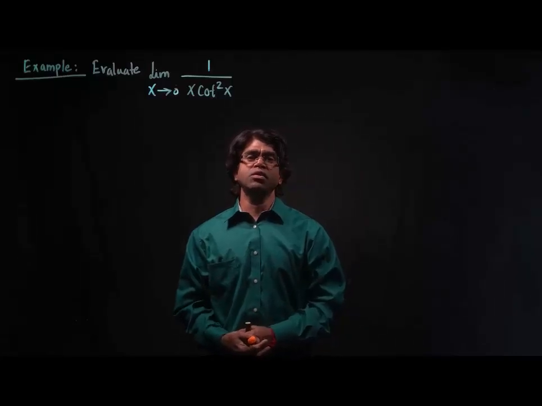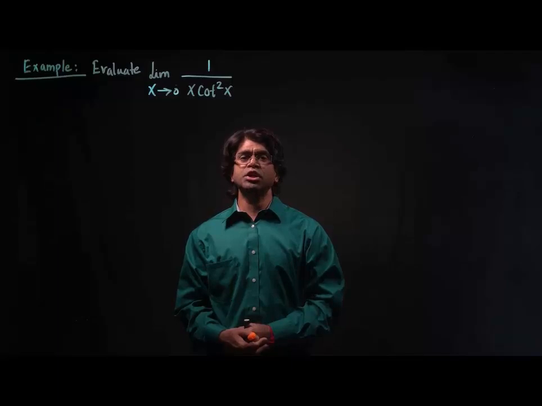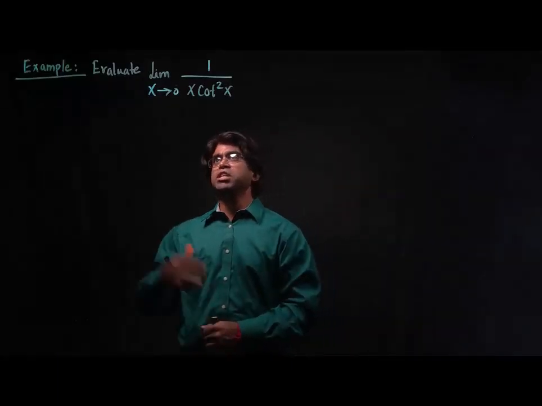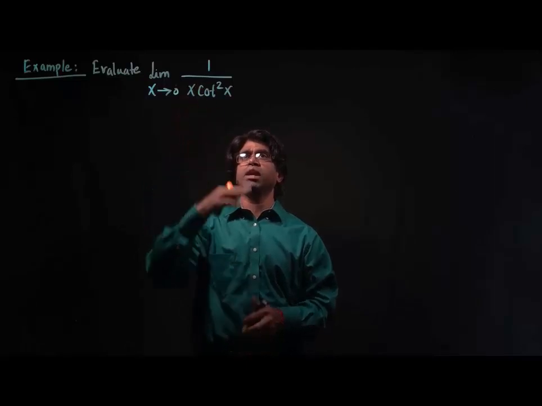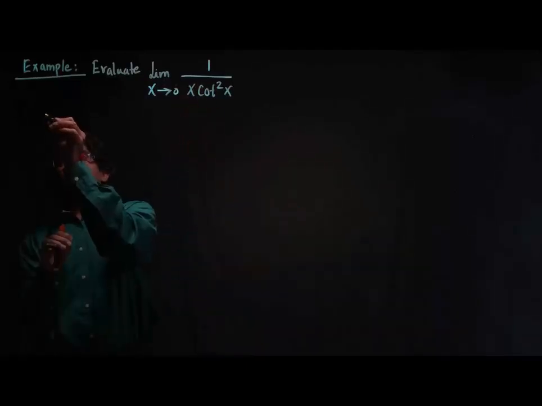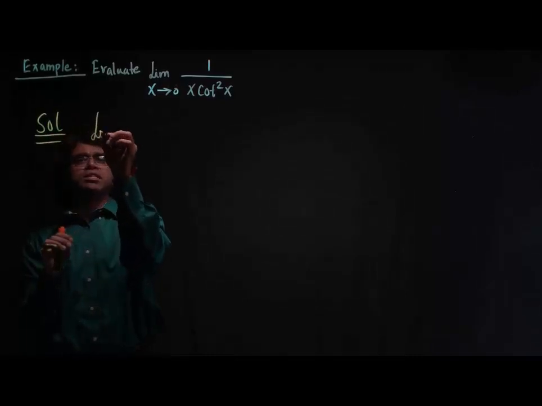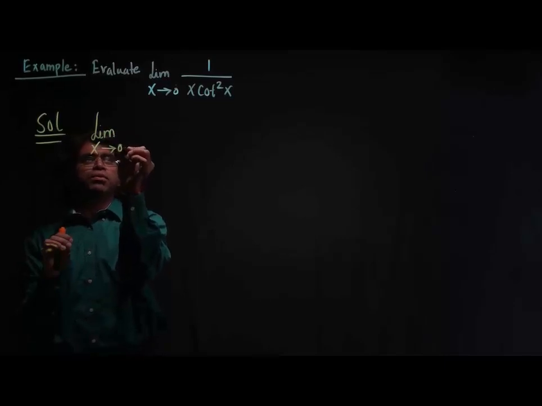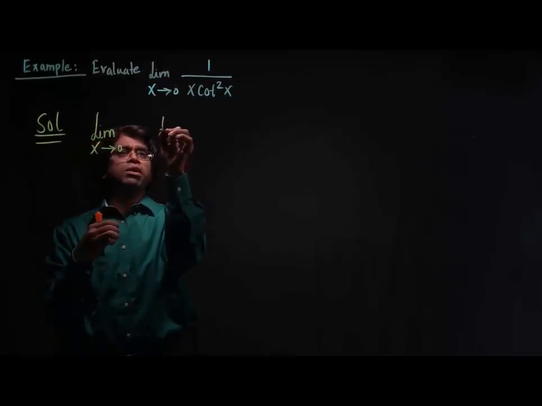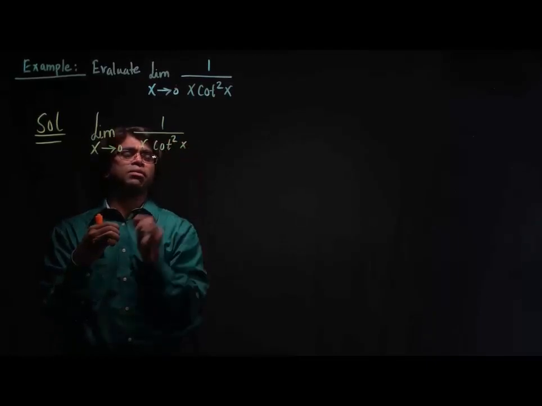In this video, we are going to talk about the examples of limit of trigonometric function. So example is evaluate limit x tends to 0, 1 over x cotangent square x. So what I'm going to do, I'm going to consider this limit. So my limit is limit x tends to 0, 1 over x cotangent square x.